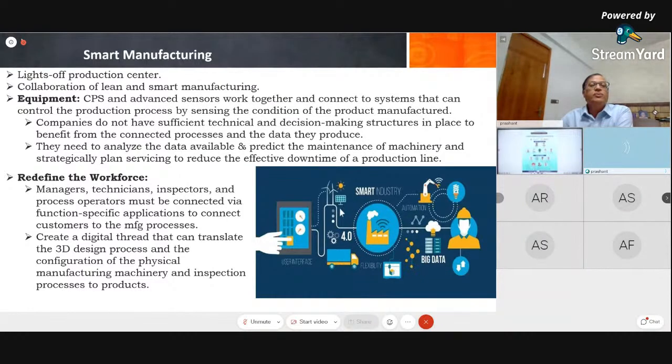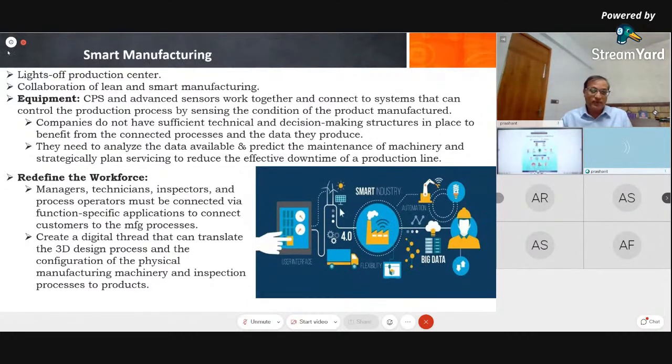For that, we may have to redesign some of these things. For instance, we start with the equipment. There are companies who would not have proper equipment, and so the CPS together with the advanced sensors embedded with the equipment can make them usable for Industry 4.0. Sometimes companies need to analyze the available data and treat the maintenance schedule. As I was telling you, planning ahead and doing maintenance strategically can reduce downtime. So basically, all we are doing is in the direction of reducing the downtime of a machine and increasing its performance.